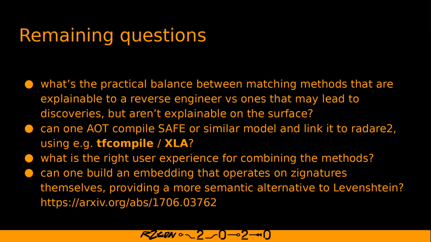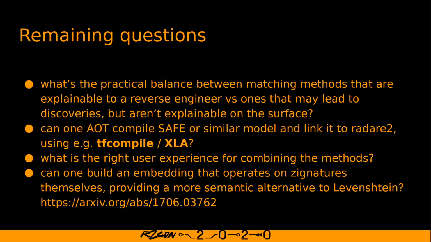And also, finally, to bring it back to signatures, can a similar approach of taking something like a signature itself as an input over a large number of versions of libc be effective enough at producing an embedding that can act as a more meaningful, faster semantic alternative to Levenshtein?